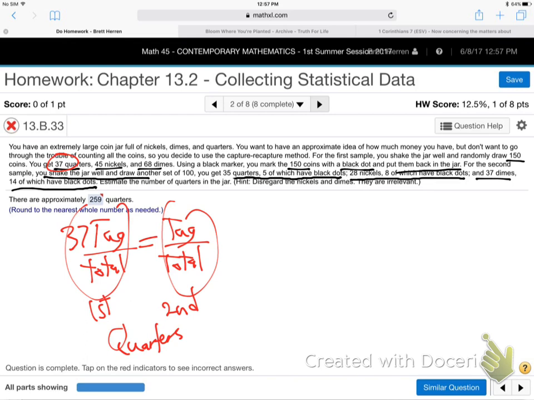Let's go on. Second catch, you get 100. Who cares? 35 quarters, 5 have the dots. This is the second catch. 5 tagged out of 35. Right? Are you tracking with me? Let me put this back where it was. So this was 37. This is 5 tagged out of, what was it? 35. There's our fraction. 37 over X is 5 over 35.